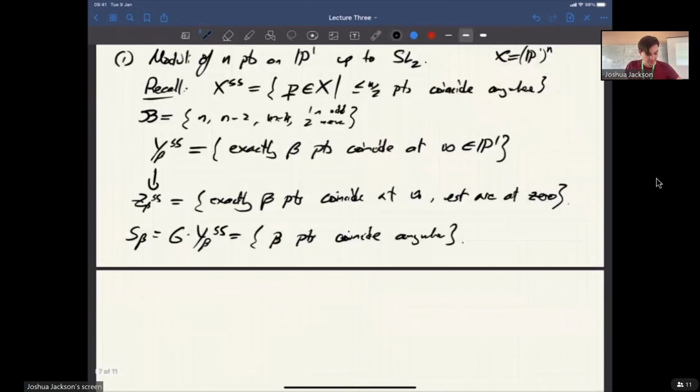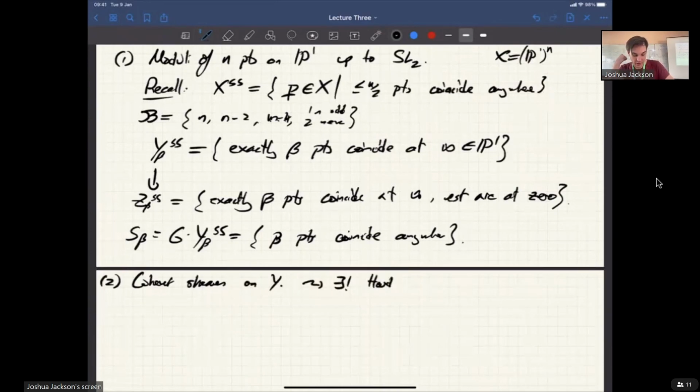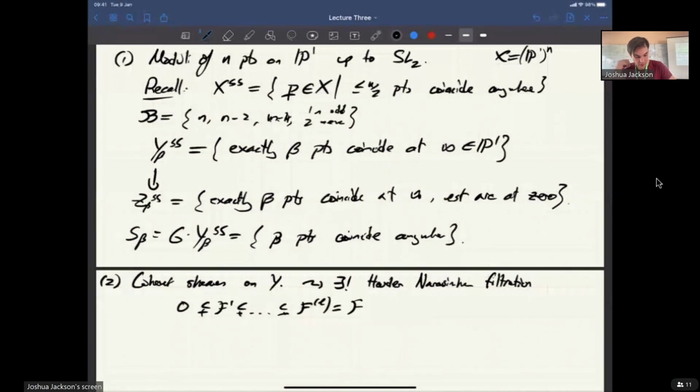So the second example is, let me go back to coherent sheaves on Y. We've heard probably about Harder-Narasimhan filtrations. So there's a Harder-Narasimhan filtration if we have an unstable sheaf, which looks like this. So it's a filtration by subsheaves. This is F. And it has the property.